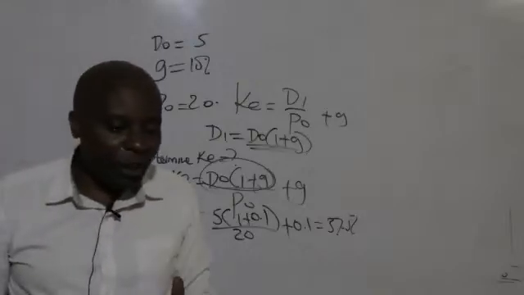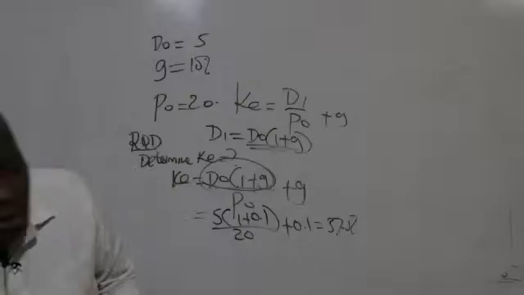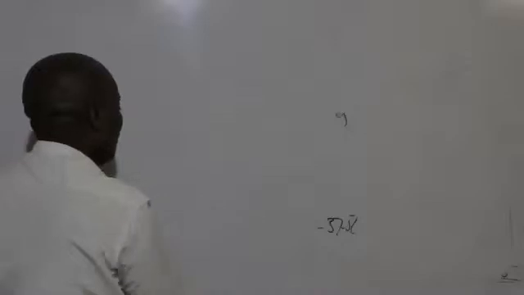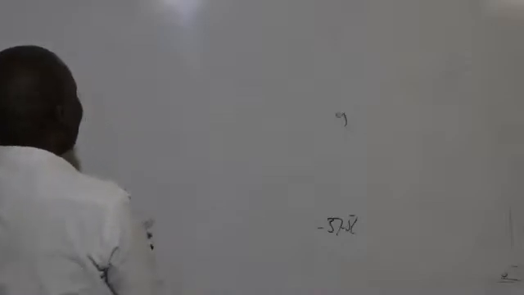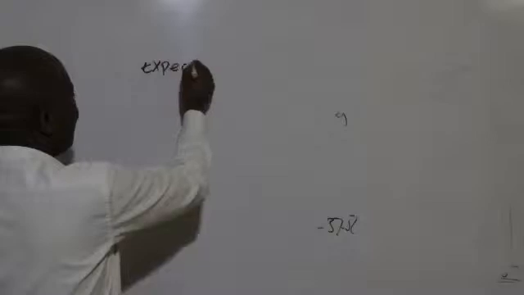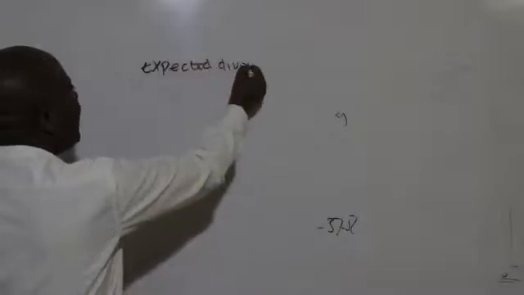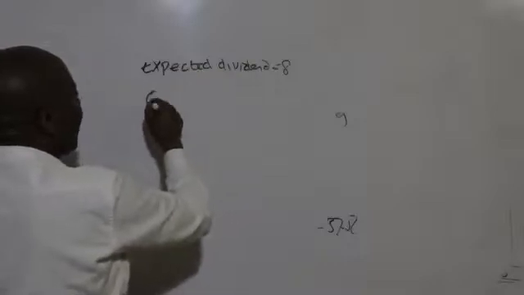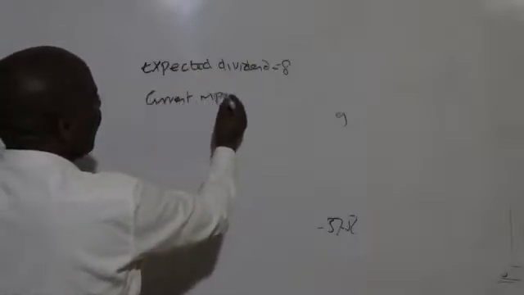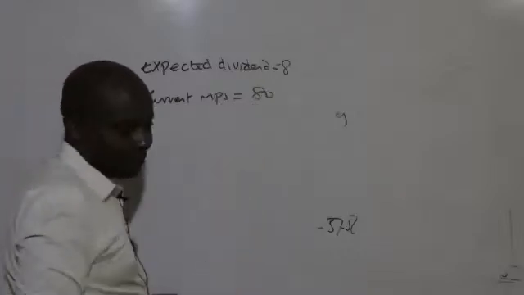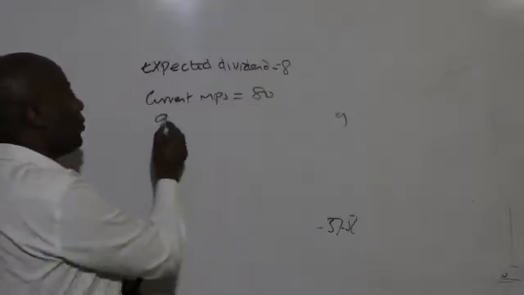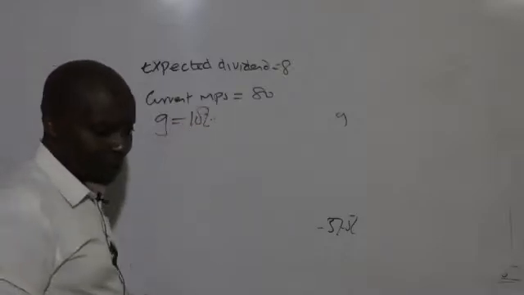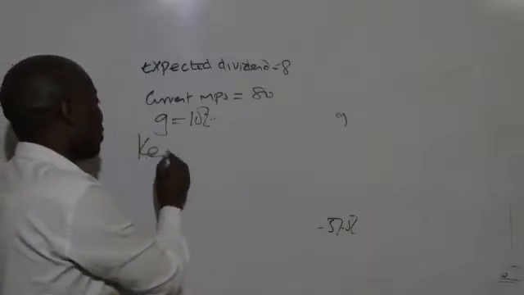So I hope I've been able to tell you, if you get a question like this, an example where somebody tells you that the expected dividend is 8, then they give you the current market price per share is 80, and then they give you the growth rate, which is perhaps 10%. Then they ask you to give us Ke.